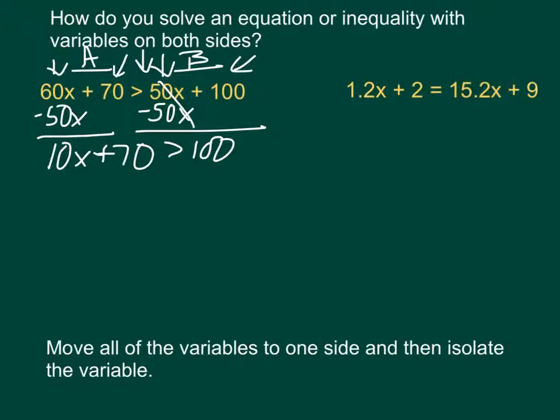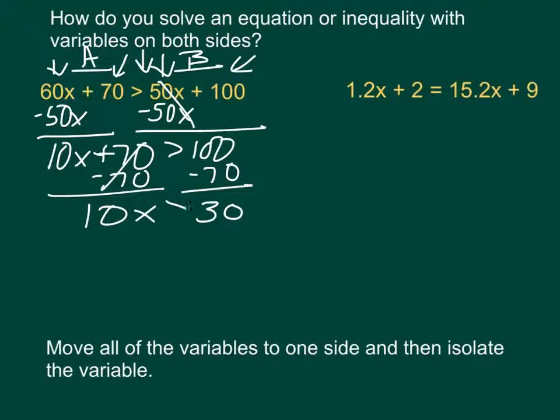Now let's move our constant, so we're going to subtract 70 from both sides. So we get 10x is greater than 30, divide by 10 on both sides, and we get x is greater than 3. So we know after 3 hours the cost of Company A will be greater than the cost of Company B.